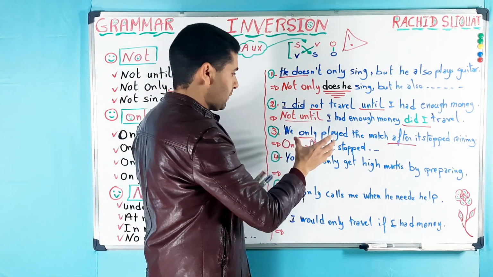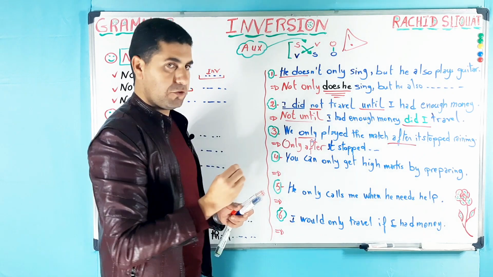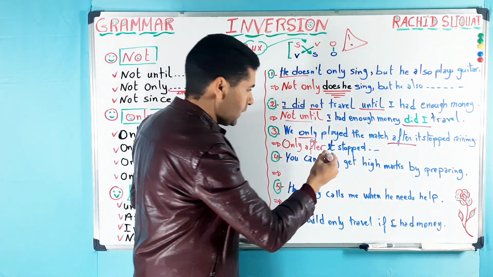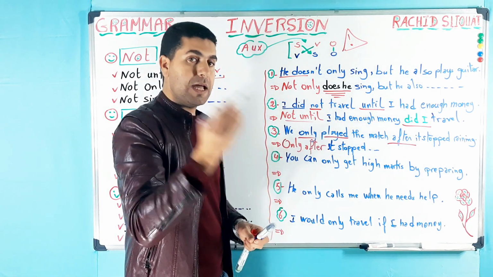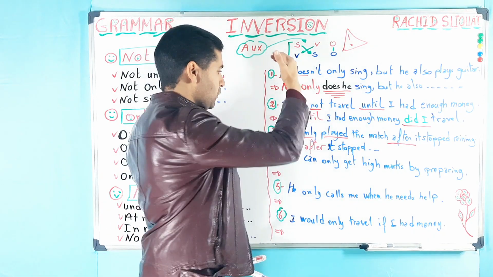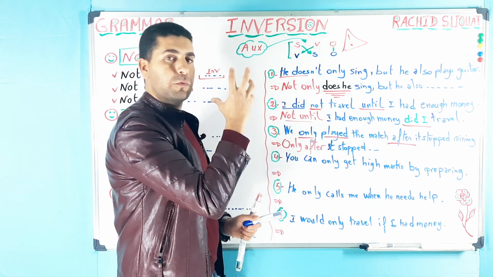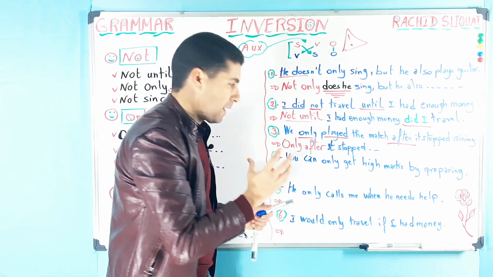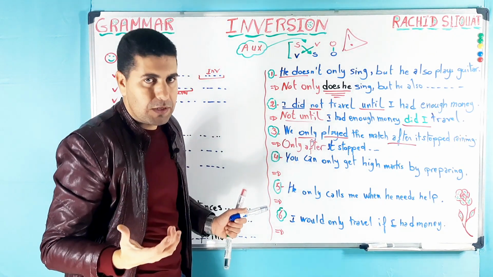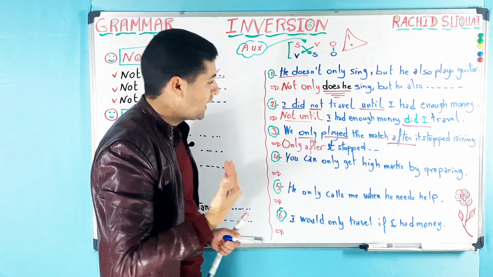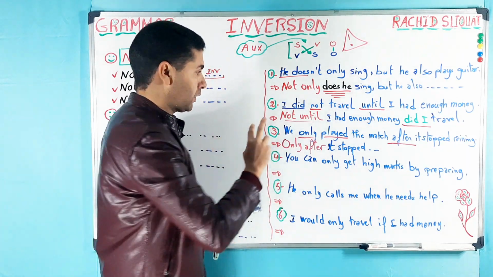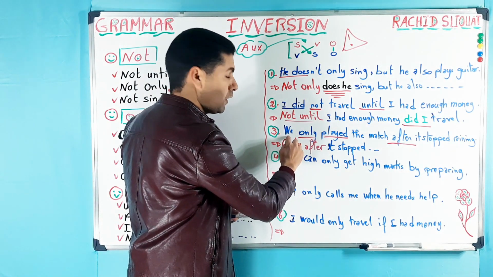So in this clause number two, we played the match. And here the verb is played in the past. So the auxiliary, we are not going to inverse played with we, no. So here we need the auxiliary verb of the past simple. What is the auxiliary verb? It is very simply do. In the past it is did. So here we are going to inverse did with we.